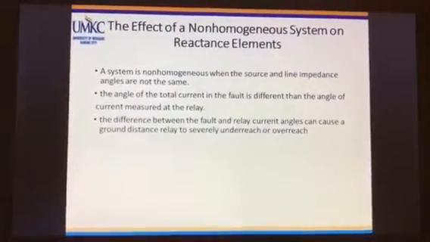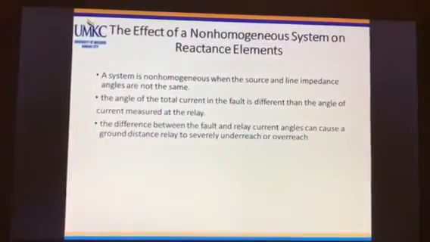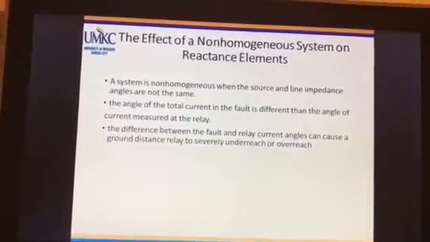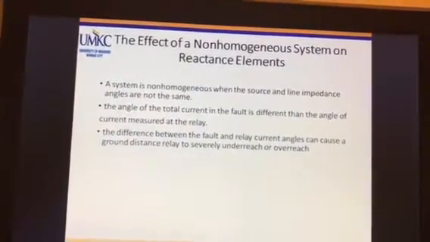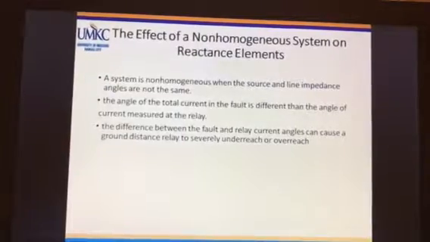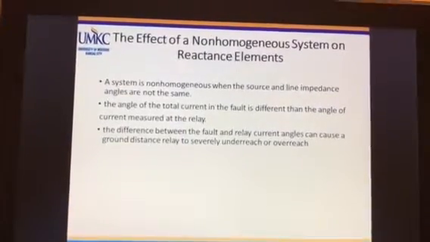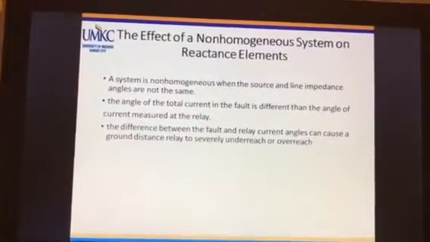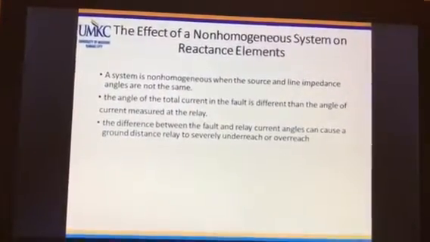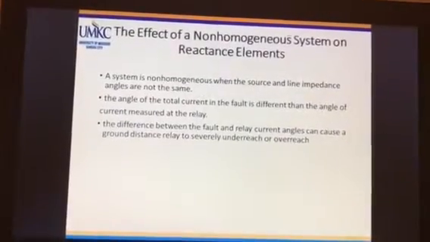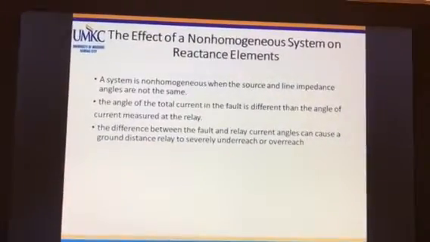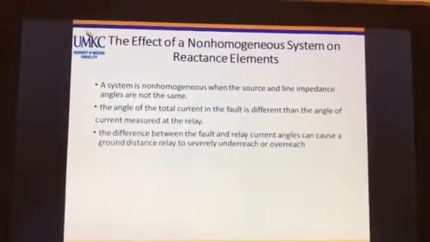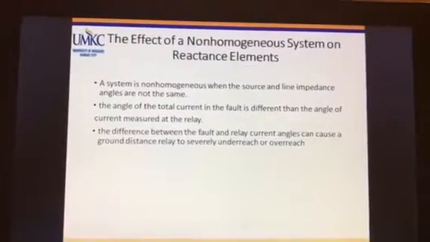Now, the effect of the non-homogeneous system on the reactance elements. As we earlier described, the system is non-homogeneous when the source and the line impedance angles are not the same. That is, the angle of the total current in the fault is different than the angle of the current measured at the relay. The difference between the fault and the relay current angles can cause the ground distance relay to severely underreach or overreach. So this is the effect of a non-homogeneous system on the reactance elements.